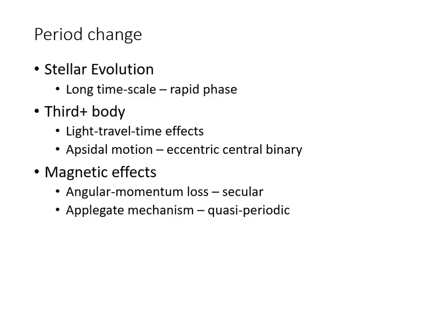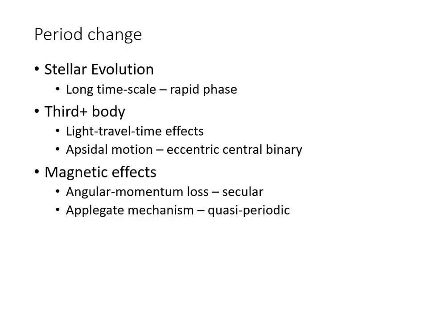Not as obvious is that it's possible to see magnetic effects. Angular momentum loss through magnetic braking is one of the main mechanisms for reducing the periods of W Ursae Majoris stars and cataclysmic variables. So that is an important thing. That is a secular process that should go one way.